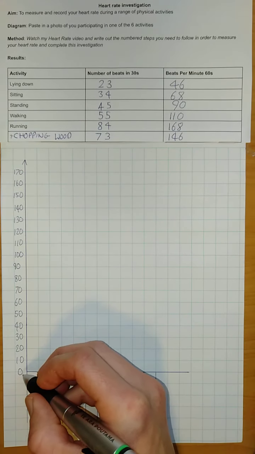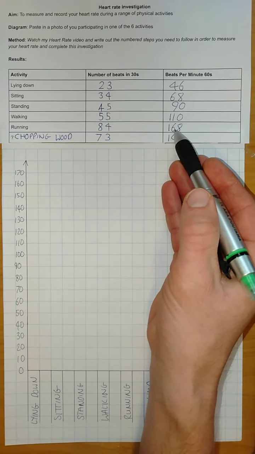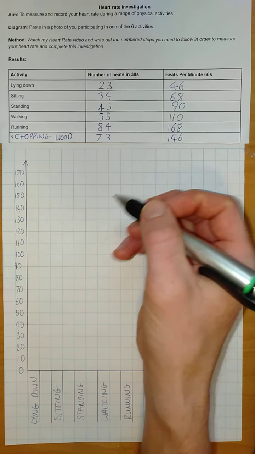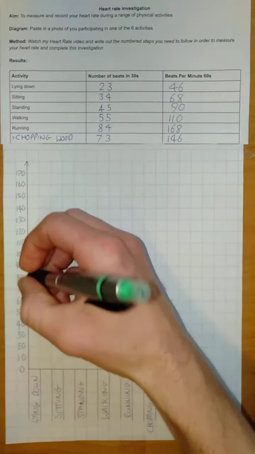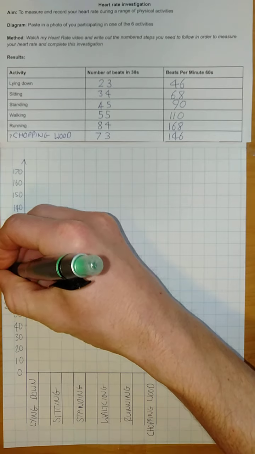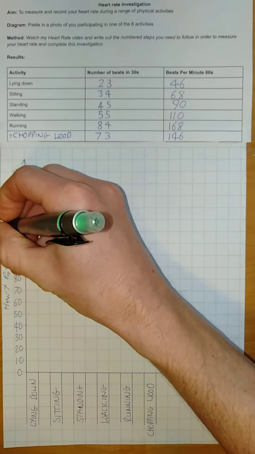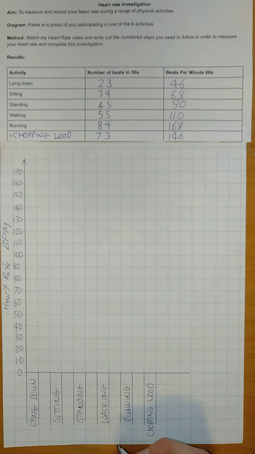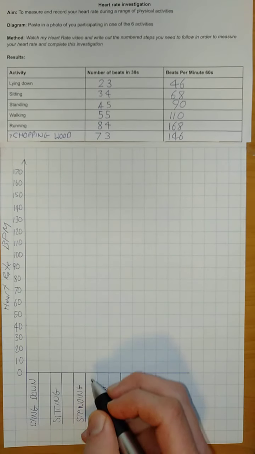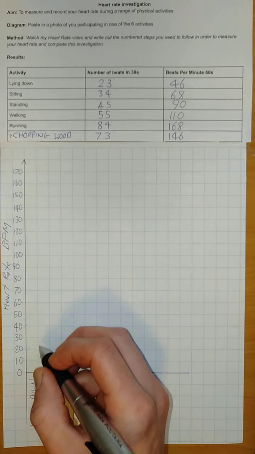I've already decided that my scale needs to go all the way up to 170, so it can include my highest value, which was for running. So we'll write down on the scale here, this one is heart rate. And we need to write a unit, which is BPM, which stands for beats per minute. Down the bottom, we've got our different activities. So lying down has to go up to 46.